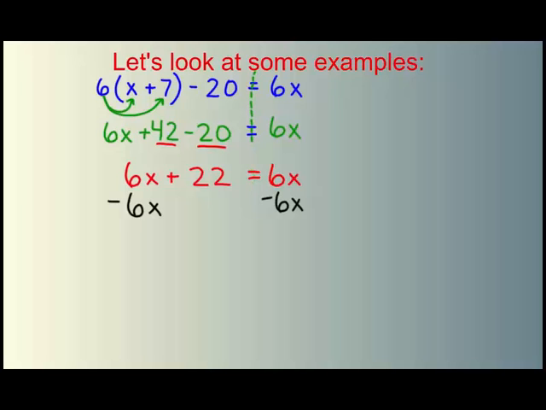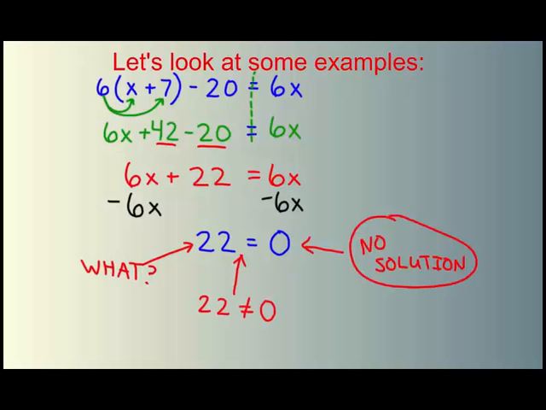Subtract 6x from the left side to get them all together on the right side. And here I notice that 22 is equal to 0. Now I know that 22 does not equal 0. Hopefully you know that 22 does not equal 0. So that should put up a red flag. Since we know that 22 does not equal 0, we know that there cannot be a solution to this problem.